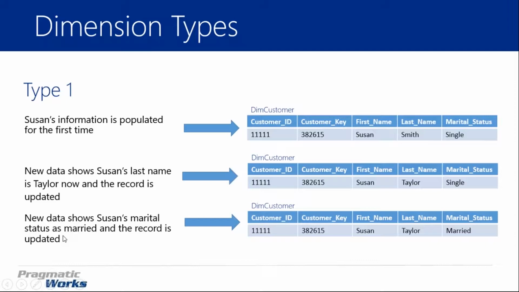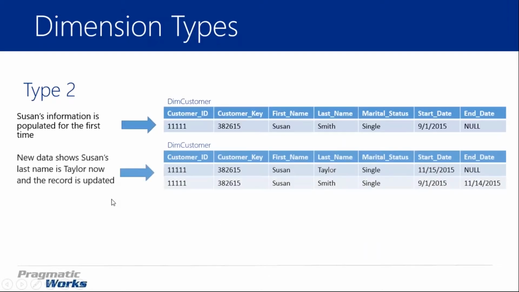All right, so new data shows Susan's marital status as well. So this is another example of a type 1 where we go in there and change it again. So maybe it happened in 2 separate processes, and now she is married. So she called up and she told us she changed her first name, but she didn't tell us she was married. All right, on the type 2 here, notice that we have a couple different things.